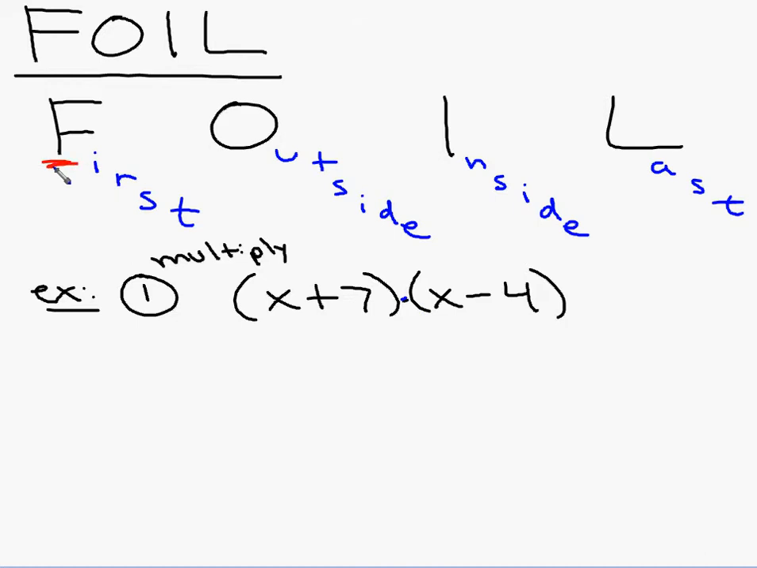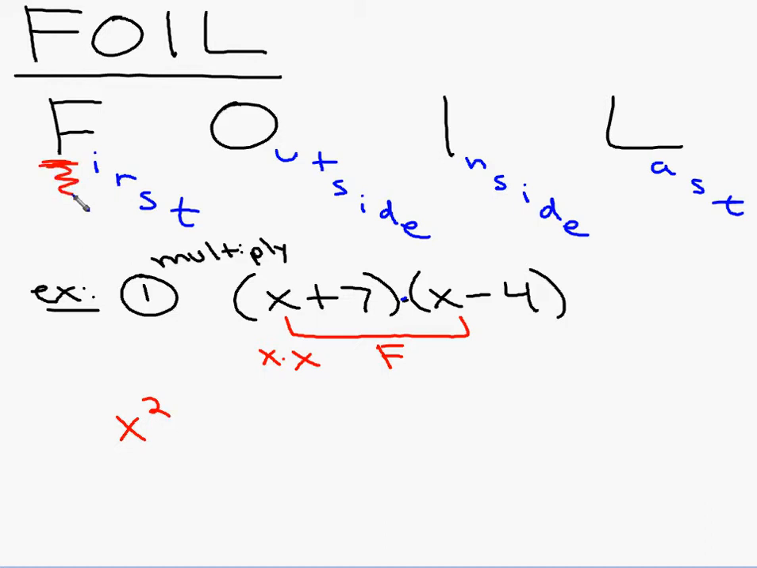First terms. We're going to multiply the first terms together. What are the first terms? It's this one and this one. Those two are my first terms. I'll just put an F there for first. So, what is x times x? It's x to the second. So that is our first terms.